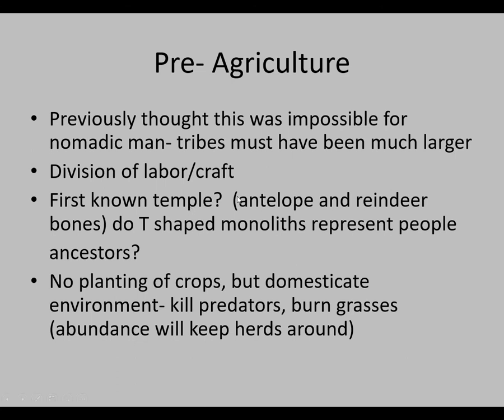At this point, there still is no planting of crops. But what they do is they domesticate the environment, and that means they kill off the predators, they burn the grasses, and then they have an abundance of herds that they move to other grasses as the other grasses grow back. So they're not planting food yet. They are manipulating the land to have food for the animals, though.